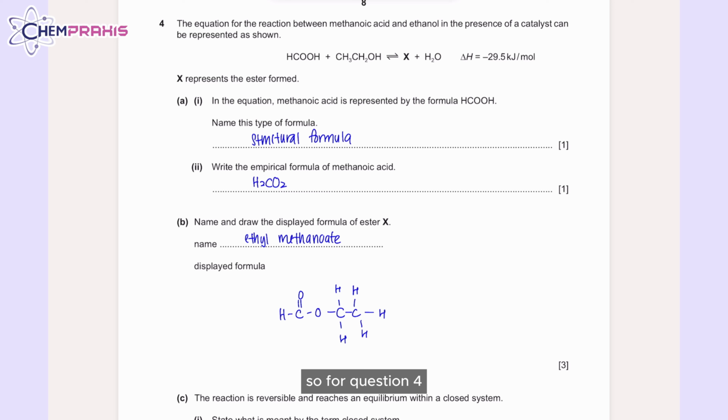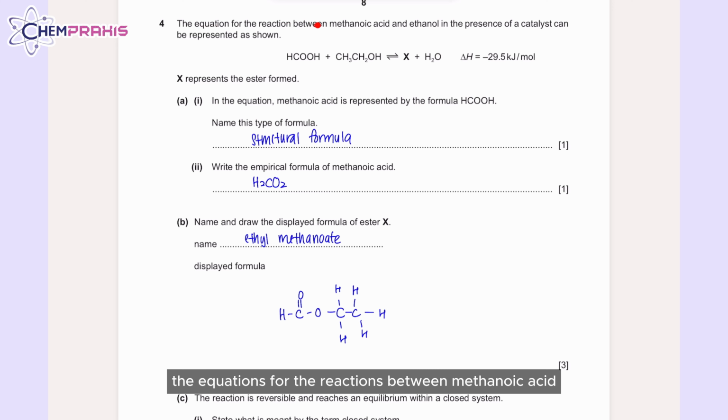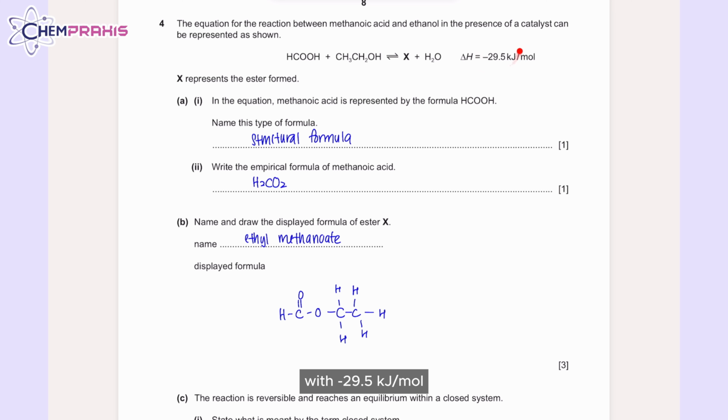So for question 4, the equation for the reaction between methanoic acid and ethanol in the presence of a catalyst can be represented as shown. So this is the methanoic acid, this is the ethanol, and they will form X and also water. And this reaction is an exothermic reaction with negative 29.5 kJ per mole. X represents the ester form.